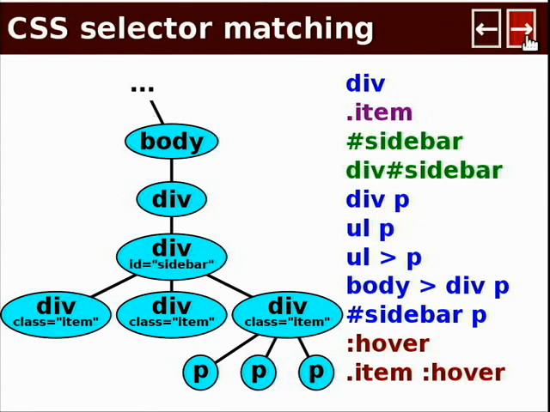The things over here on the right side of this slide are examples of pretty simple CSS selectors. The first one represents any div element. The second one represents any element with a class attribute that's item. The third is any element with an ID attribute that's sidebar. The fourth is any div element that has an ID attribute with ID sidebar. The fifth one represents any p element that is a descendant of a div element.